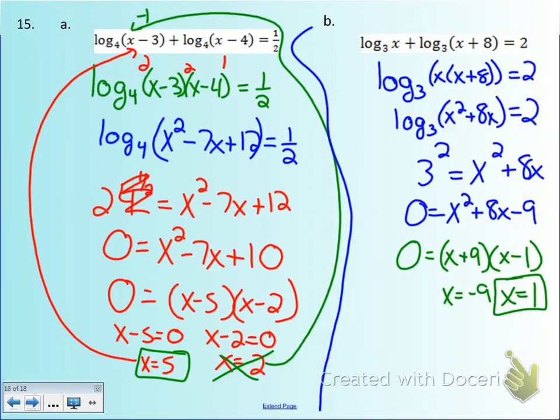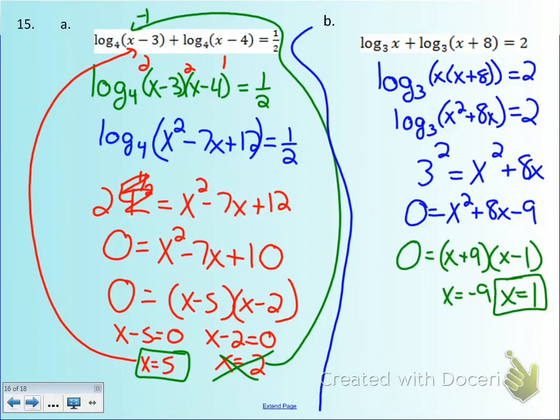Then we need to factor. Yes, that's right, factor again. So what numbers multiply to be negative 9 and add to be positive 8? And we end up with x plus 9 and x minus 1. You set both of those equal to 0, so you get x equals negative 9 and x equals 1.